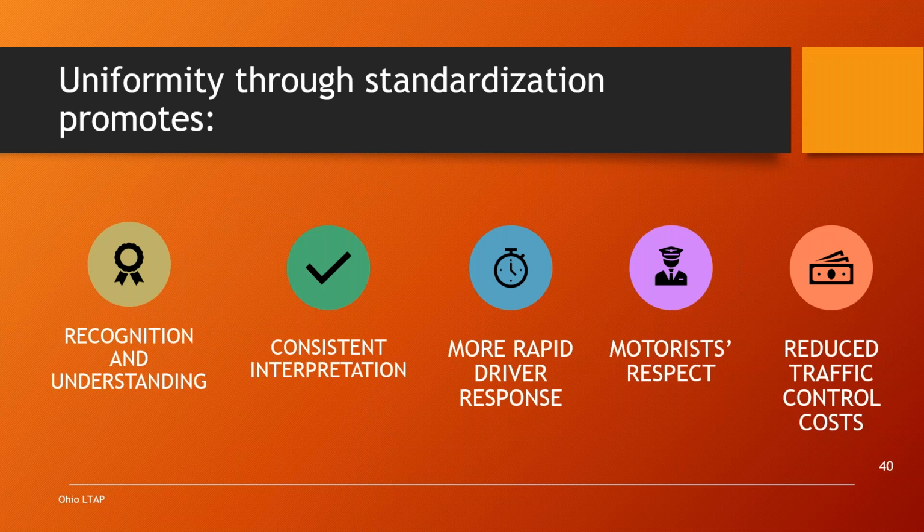And so we do this by establishing uniformity through standardization. That's a mouthful, isn't it? But you know, the word uniform is part of the title of our manual, the Ohio Manual of Uniform Traffic Control Devices. So when we establish uniformity through standardization, we're promoting a better recognition and understanding of our devices, a more consistent interpretation, more rapid driver response. We get motorist respect and even reduce traffic control costs if we're all using the same signs and cones. We get a better deal on them, right? So it's a win-win.